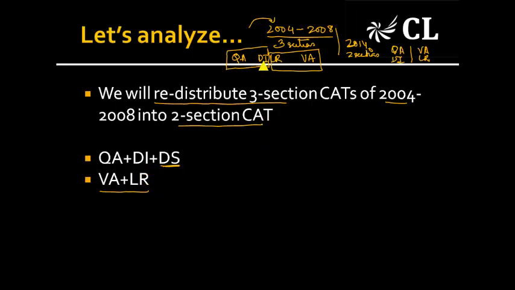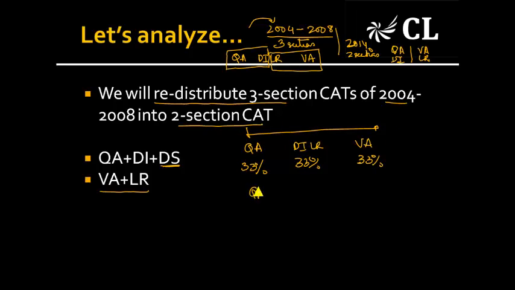But at a very broad level, if you look at these early papers, you had QA, you had DILR, and you had VA. The distribution is almost the same from 2004 to 2008, so we could expect QA, DI, VA, and LR broadly as follows: about 35 questions here, VA about 35 questions, DILR put together about 30 questions. That'll be a 35-35-30 kind of distribution. Anyway, let's look at the 2004-2008 CAT papers to see whether this is true or not.